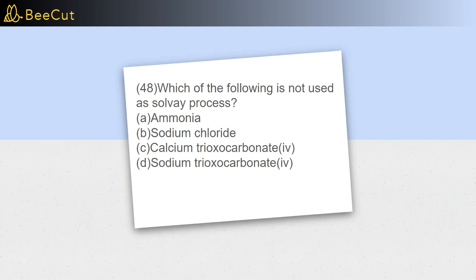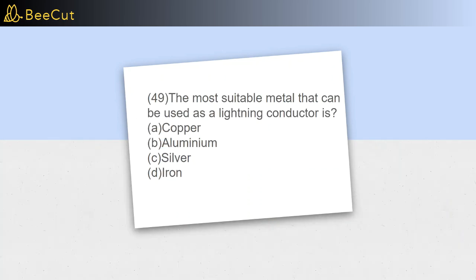Which of the following is not used in the Solvay process? A, ammonia; B, sodium chloride; C, calcium trioxocarbonate(IV); D, sodium trioxocarbonate(IV). D, sodium trioxocarbonate(IV), is not used during the Solvay process.